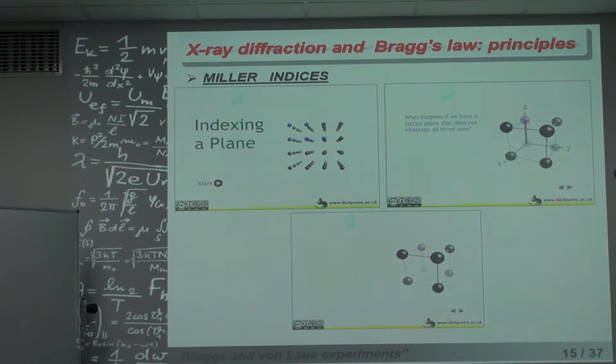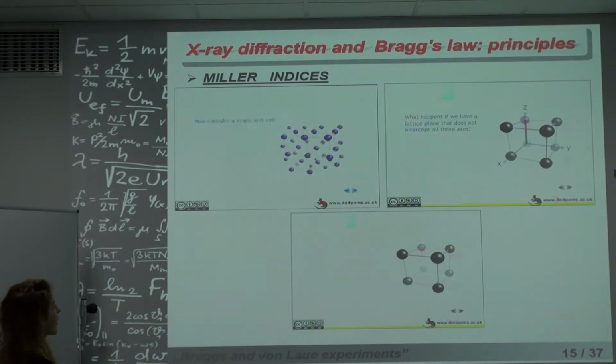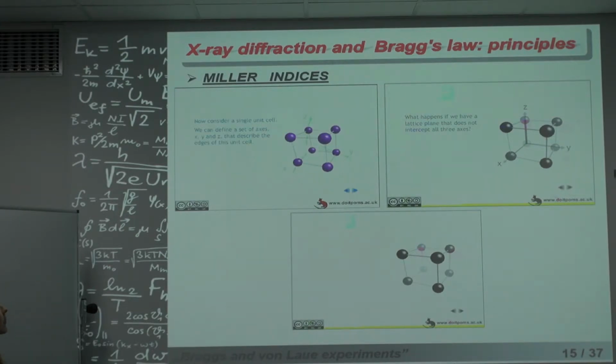It's better to show the video to represent how the planes are indexed. It's really easy. Having some primitive cubic lattice and a primitive cubic cell within some coordinate system XYZ, we may have parameter a, which lies on the x-axis, parameter b on the y-axis, and parameter c on the z-axis. Let us assume that we have some plane that intersects x and y in the middle.